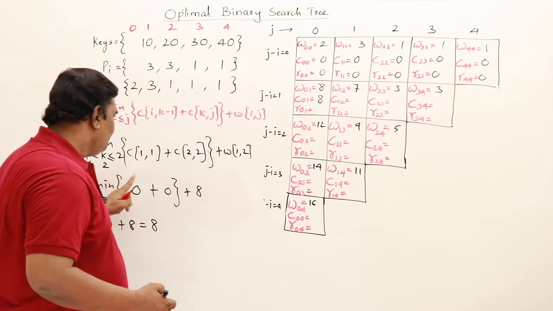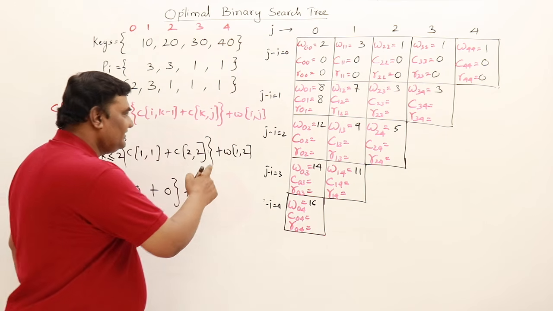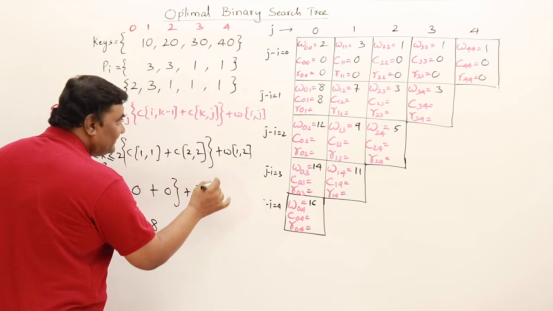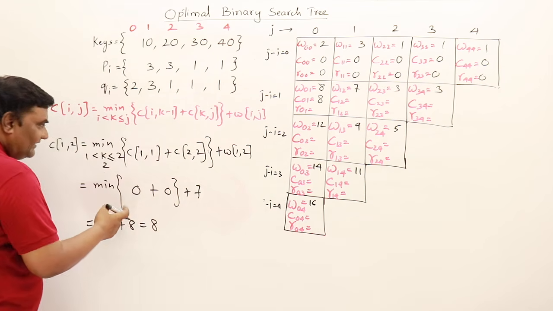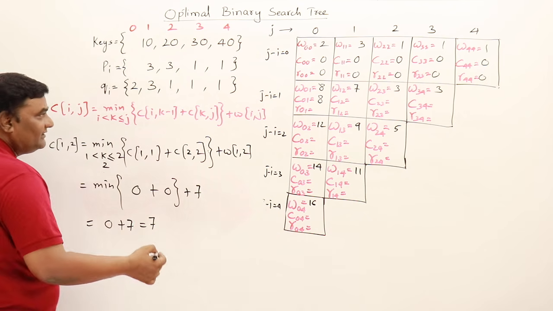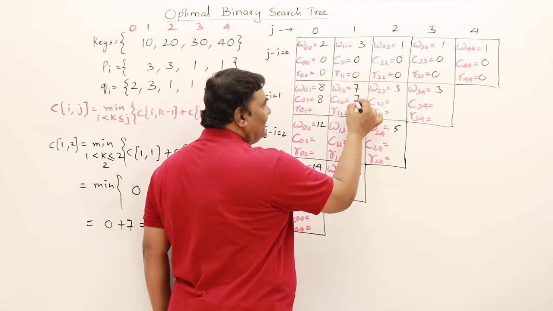Minimum of 0 is 0 only, right? Weight of 1, 2 is 7. This is not 8, this is 7. Now add this, what is the result? 0 plus 7 is 7. So I got the same value here.